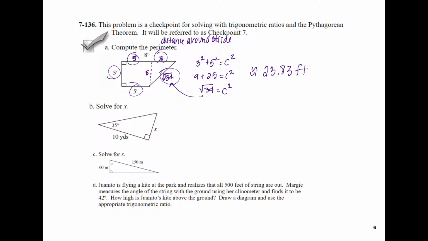Letter B says solve for x. So if I'm looking for x, I'm talking about my side that is opposite, my side that is adjacent. I remember that my trig function tangent is opposite over adjacent, so the tangent of 35 degrees is equal to x over 10. Use my inverse operations and multiply by 10 on both sides. 10 times the tangent of 35 degrees tells me that x is about 7 yards.